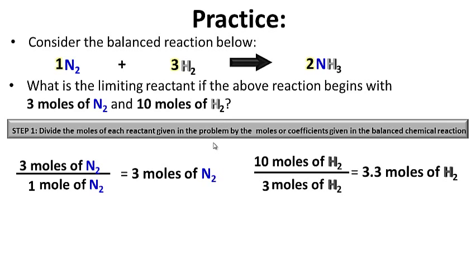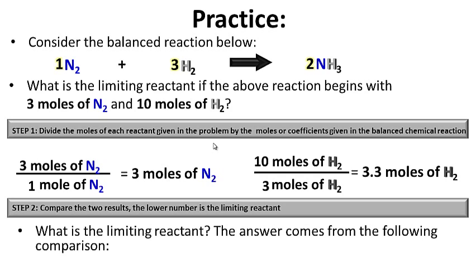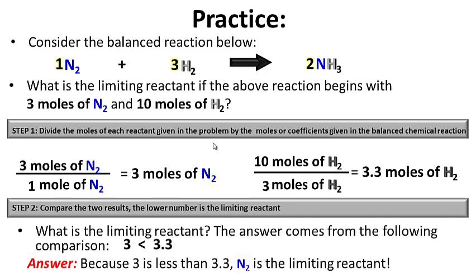So step 2, compare the two results. The lower number is the limiting reactant. So in this case, what is the limiting reactant? Well, because 3 here is less than 3.3, N2 is our limiting reactant this time. Hopefully you got that right.